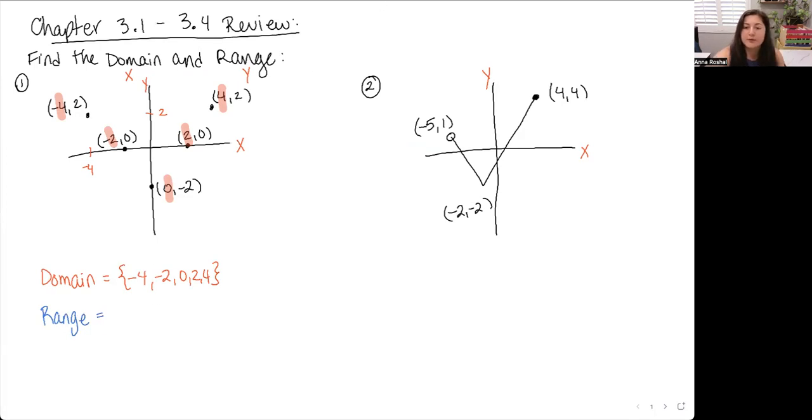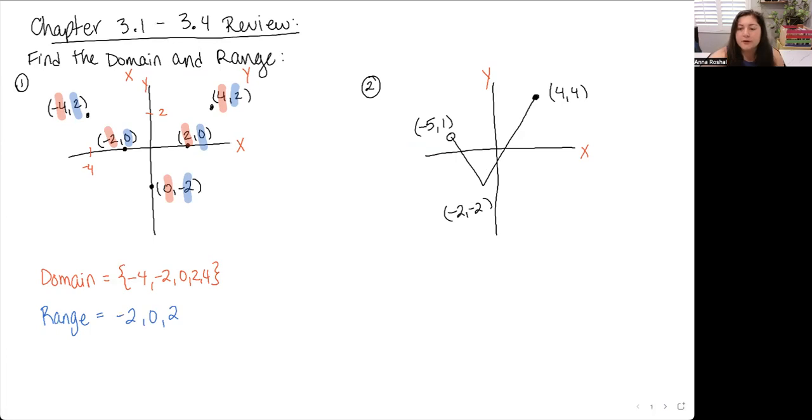For example, when I'm looking at the range and I'm looking at the y values, I've got -2. Notice how 0 appears twice, so we only have to show it off once. And also 2 appears twice, and we only have to show it off once as well. So I've seen teachers accept responses like this as well, without the fancy pants brackets.